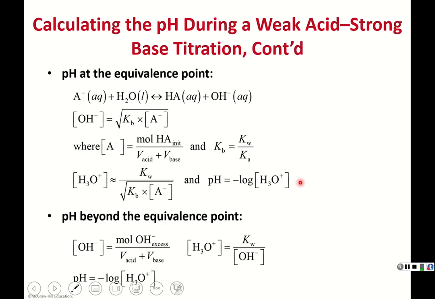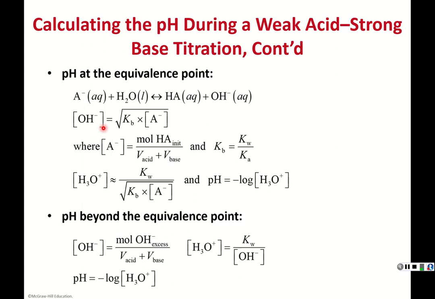All right, at the equivalence point, remember for a strong base and a strong acid, the pH is just 7. But for a weak acid and a strong base, it's going to be different. It's going to depend on the Kb value of your conjugate base. So you can set up your equivalence reaction as such, right? Your conjugate base plus H2O is going to be your weak acid plus OH minus.